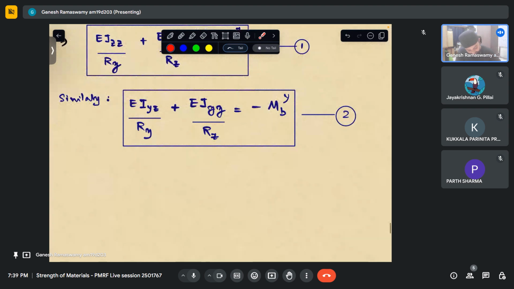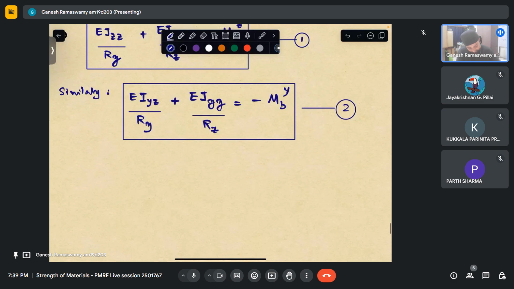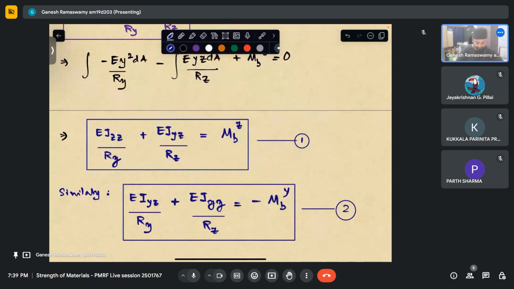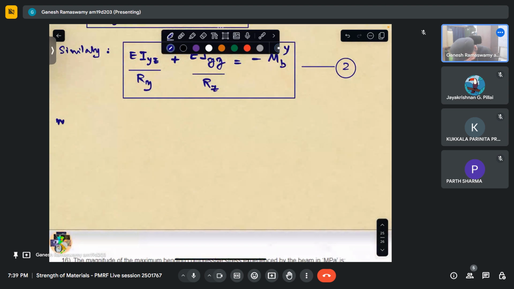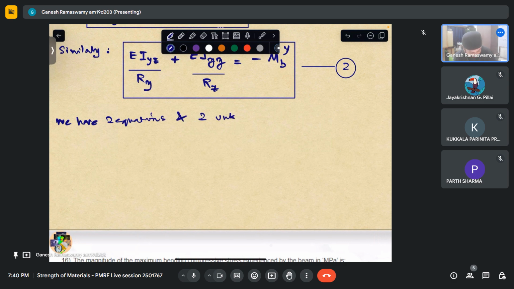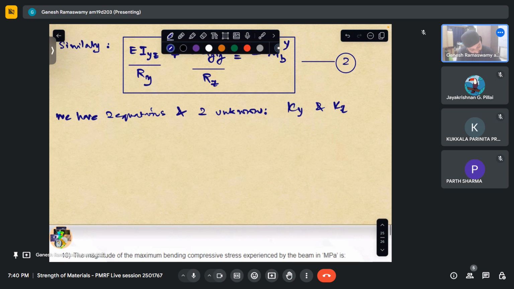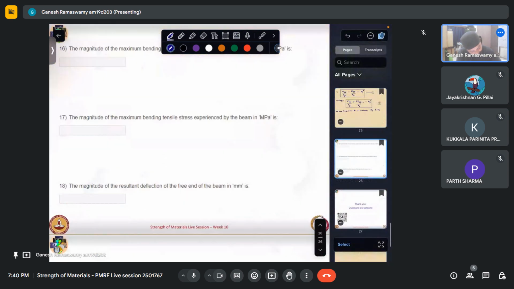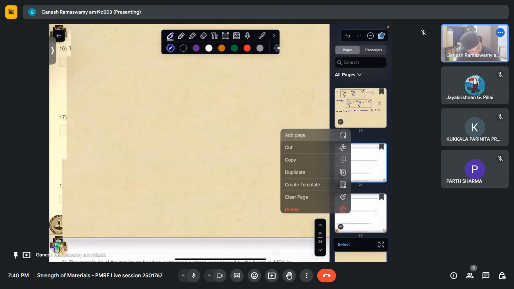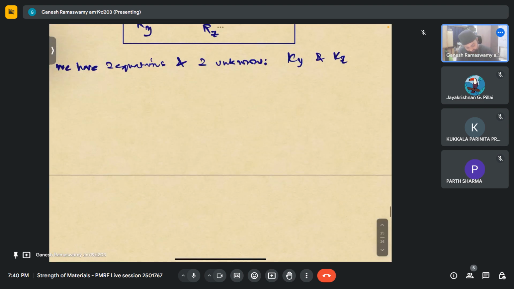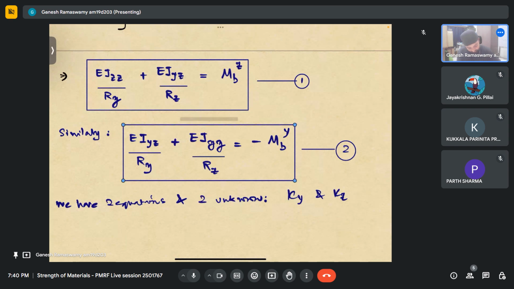All right, so we have two expressions. So we have two equations and two unknowns. What are the unknowns? Basically, it is curvature in the y direction and curvature in the z direction. So if I were to club these two together, oh, what happened?